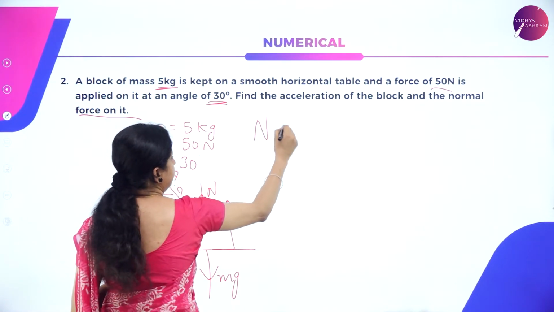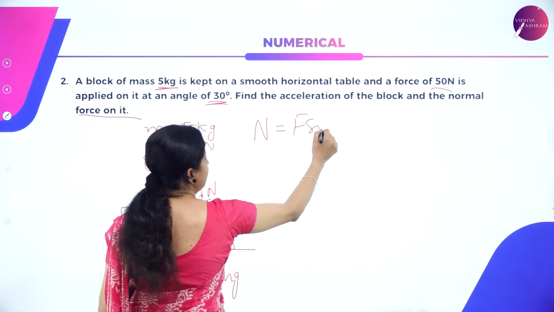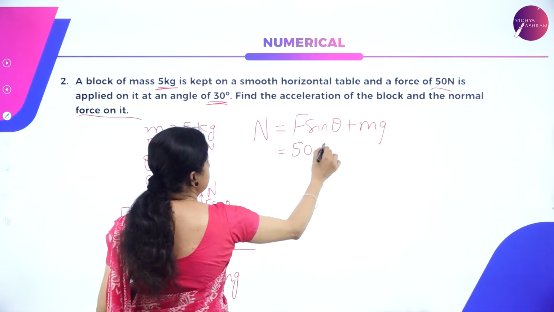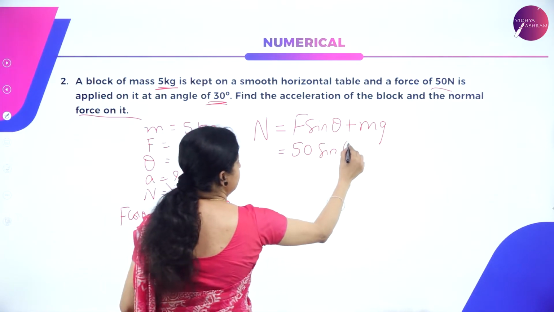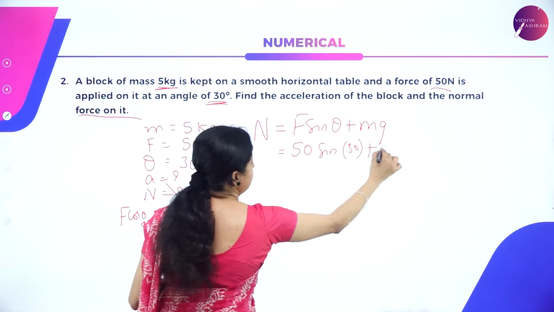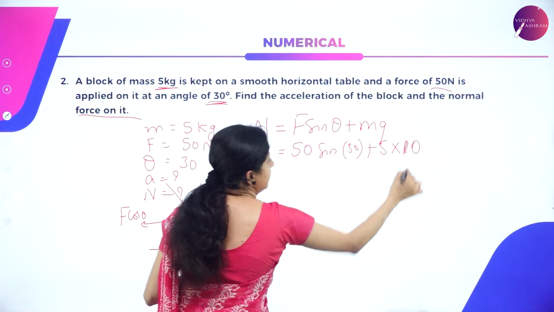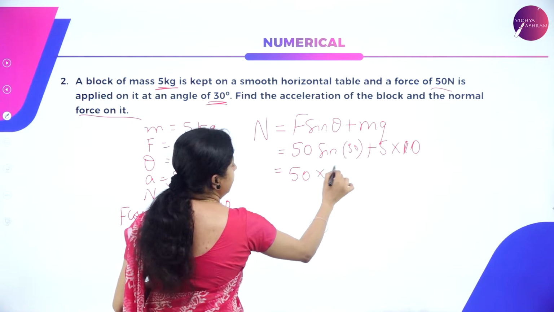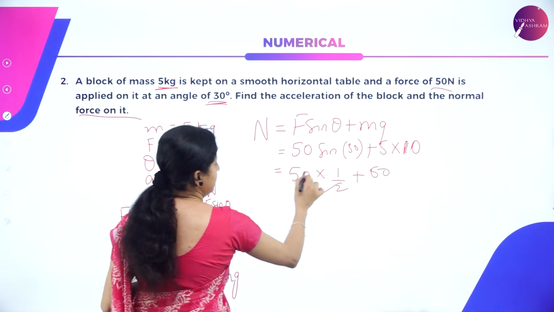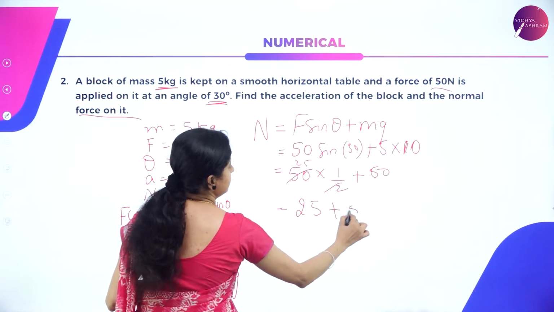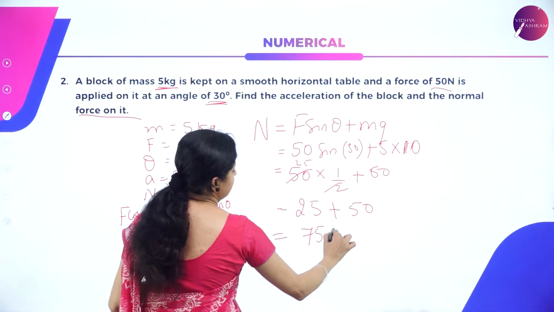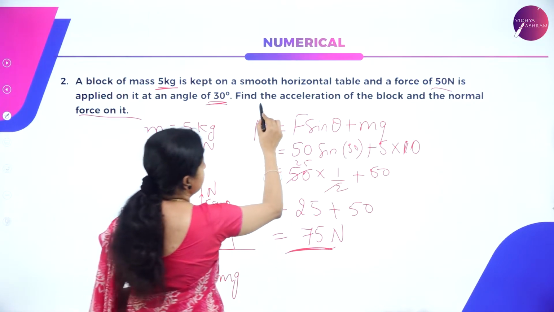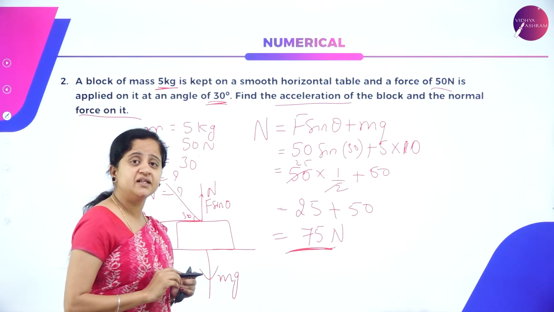So from this we can come to know that n is equal to f sin theta plus mg. What is f? F is 50 Newton, theta is 30, so sin 30, plus the mass is 5 kg and acceleration due to gravity is 10 meter per second square. What is the value of sin 30? It is 1 by 2, times 50 plus 50. So here we will get 25 plus 50 which is equal to 75 Newton. So this is the normal force. They have even asked us to find the acceleration. So how to find the acceleration?